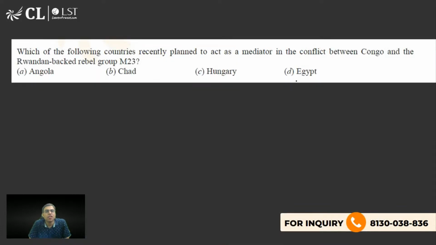Yes. The next is: which of the following countries recently planned to act as a mediator in the conflict between Congo and Rwanda rebels? You can also ask: M23, recently in the news, is related with what? Okay, so in Congo and Rwanda, the Rwanda-supported rebel group is creating problems in Congo. So another African country has decided to act as mediator. Mediator means to intervene and try to solve the problems in the dispute. So A is the right answer, Angola.